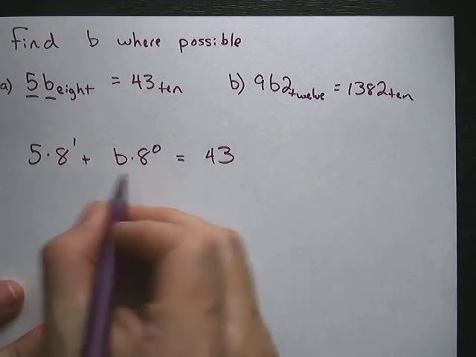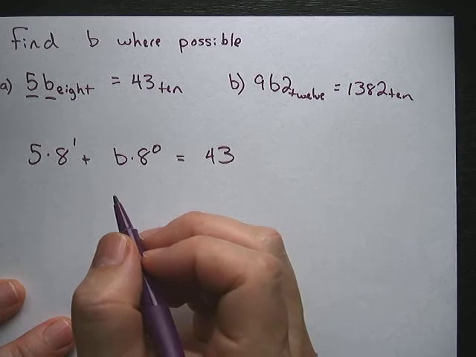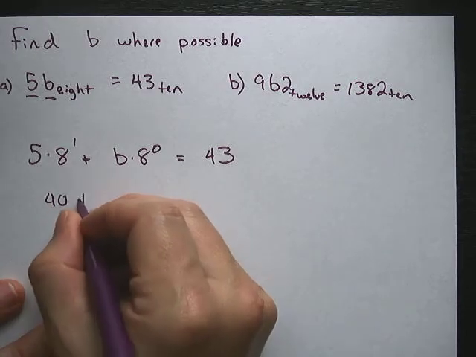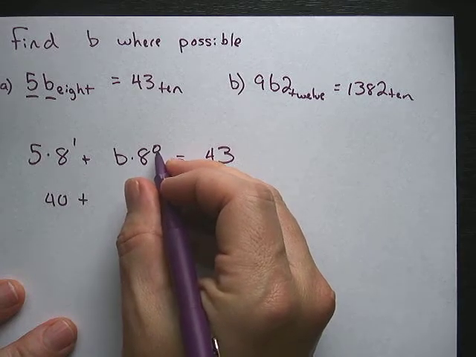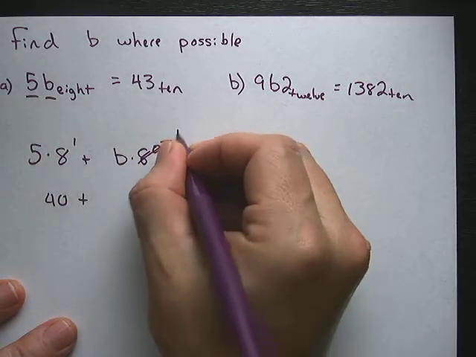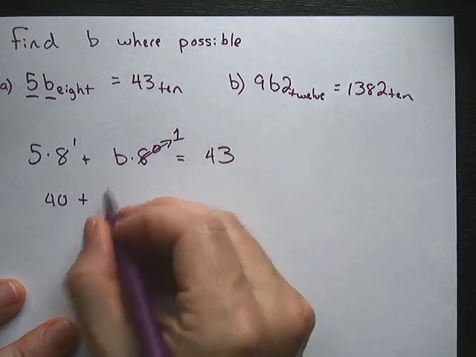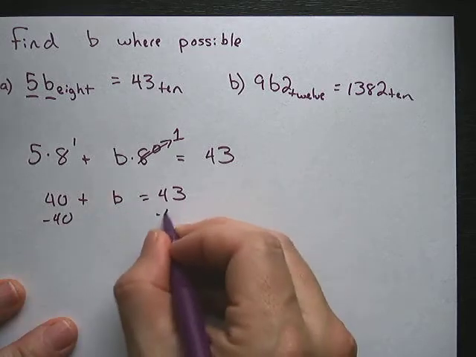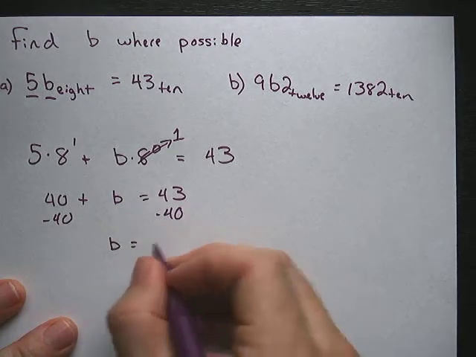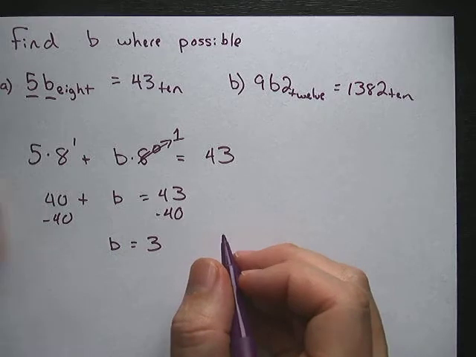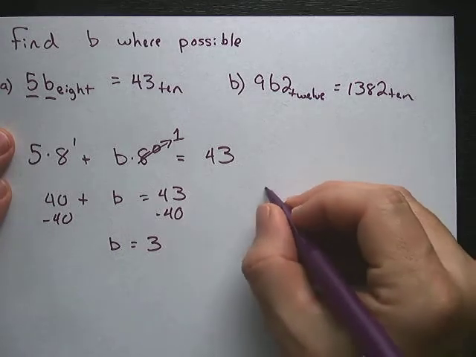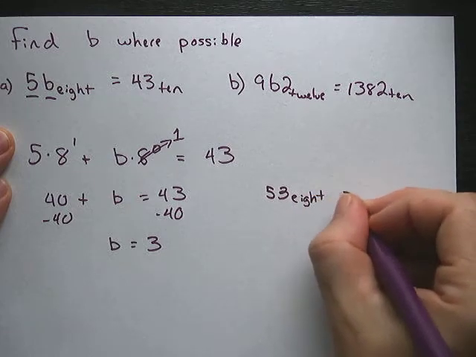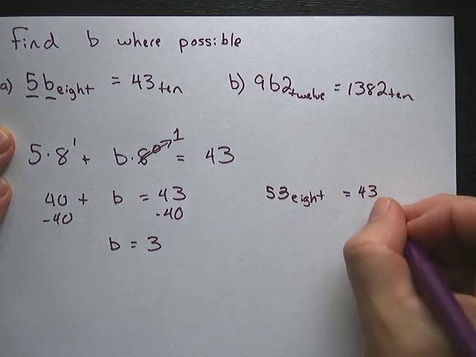Okay, so we're now in base 10. That's what we've converted this to. So we know that 5 times 8 is 40, plus 8 to the 0 power is 1, so b times 1. Write that out. That's a 1 now. So b times 1 is just b equals 43. Subtract the 40 from both sides, and we get b is equal to 3. So it is possible. This answer is 53, or 53 base 8, is equal to 43 base 10.